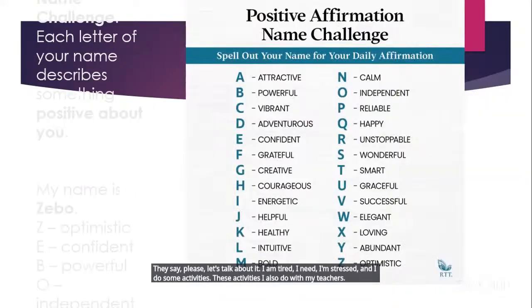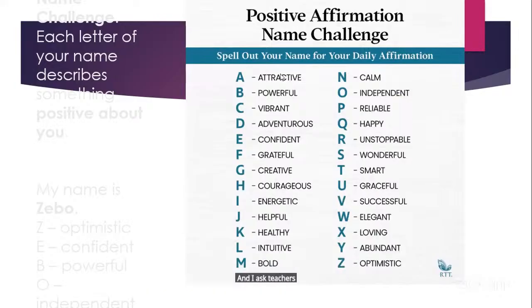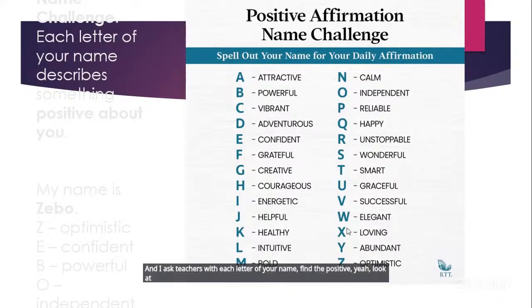Another challenge is positive affirmation with a name. Especially I do it at the beginning of September, when I have getting-to-know-each-other activities with students or teachers, or in my professional development workshops, which I conduct once a month for English language teachers. So I put this table, and I ask teachers, with each letter of your name, find the positive adjectives, look at this word, spell out your name according to this.